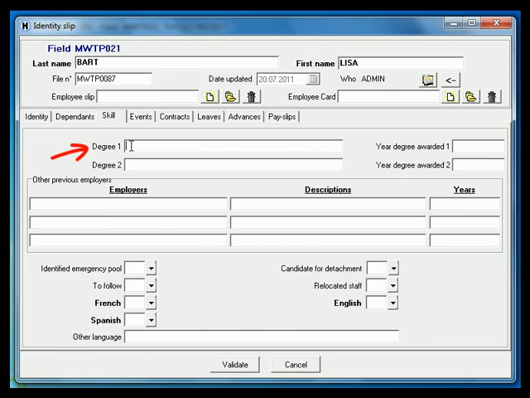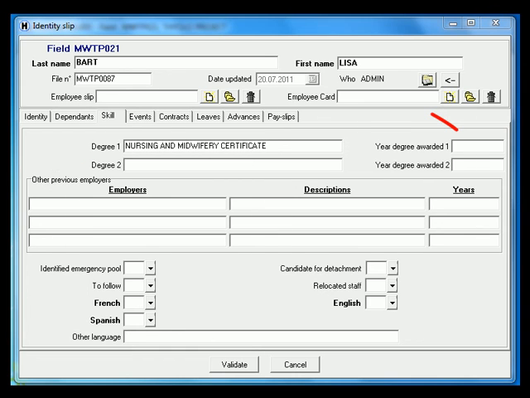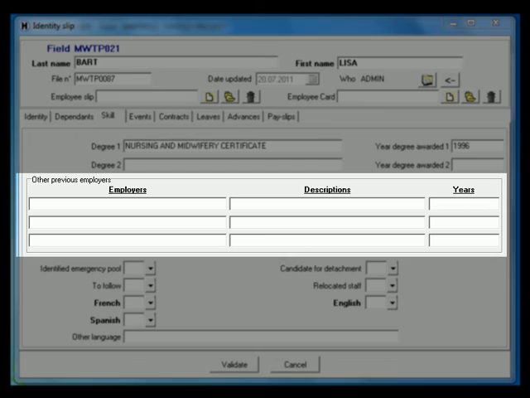We enter here the name of the diploma or degree. There we type in the year the diploma was awarded. Let's record now information on previous employment of the new staff member.